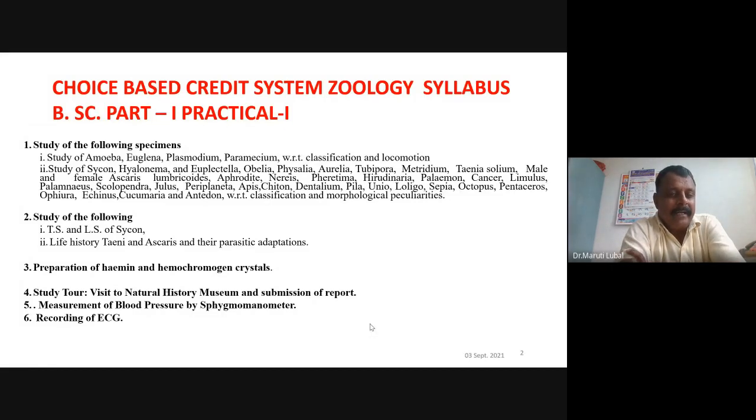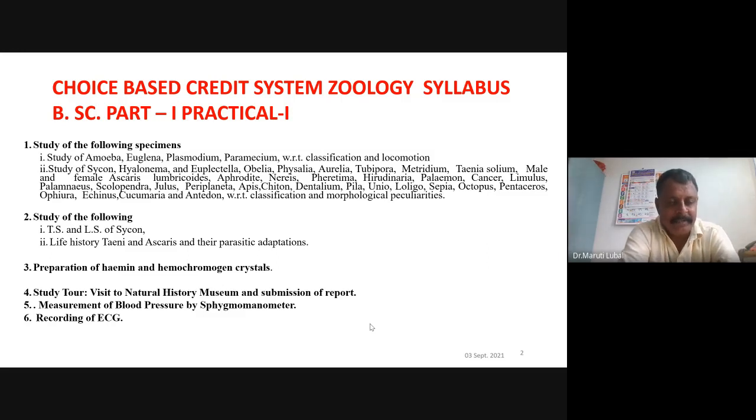Now, this is the syllabus, or this is the part I will explain in detail. First practical is a study of the following specimens: Amoeba, Euglena, Plasmodium, Paramecium with respect to their classification and locomotion. The second part of the first practical is so big, I will explain it later on. Third part is TS and LS of Sycon. Next part, life history of Taenia and Ascaris and their parasitic adaptations.